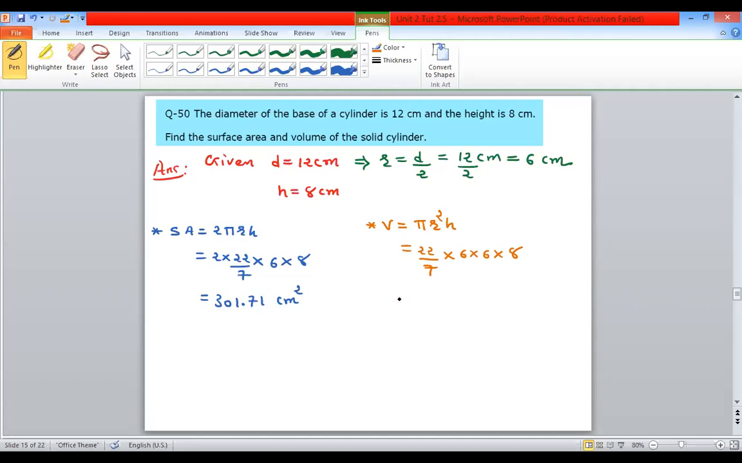So it's 1810.28 centimeter cube. So these are the equations.